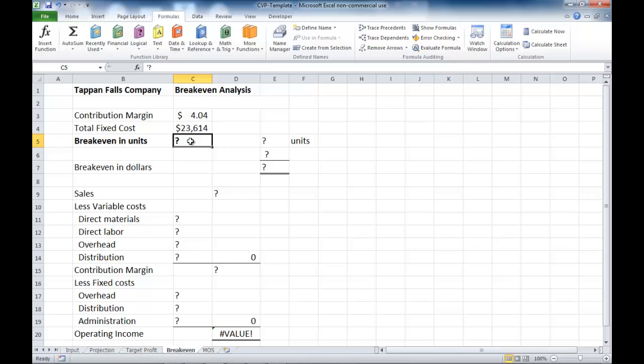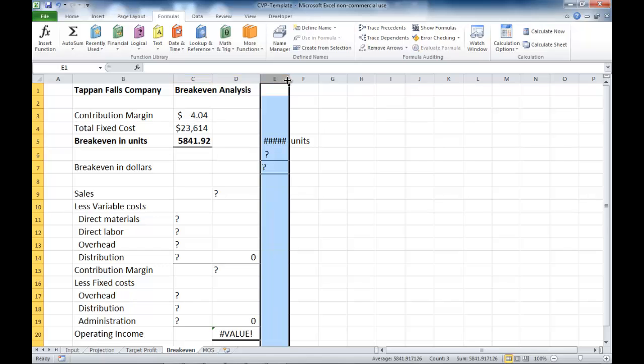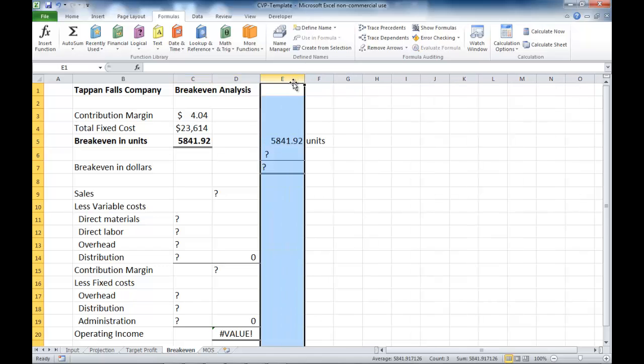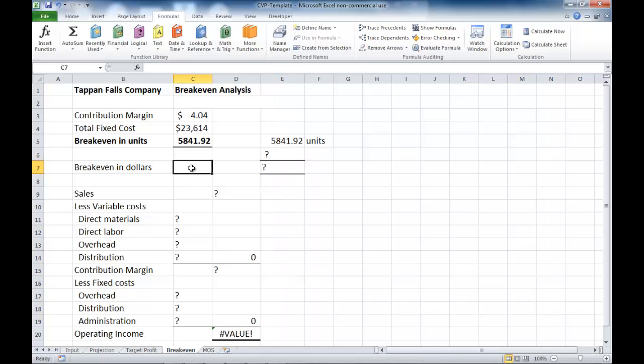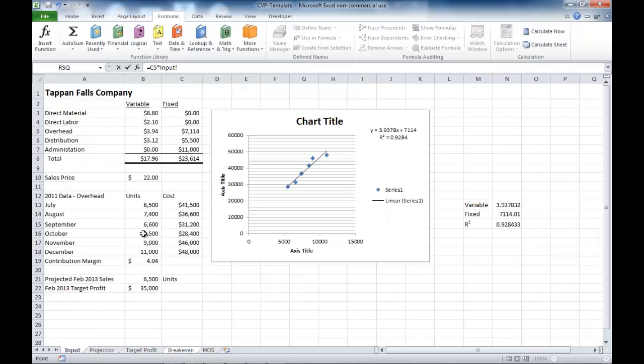And this calculation is a little simpler. All I have to do is divide total fixed cost by contribution margin per unit, and I get about 5,841.92 in units required to break even. So let's calculate that in dollars. So I'm going to take the 5,841.92 and multiply it by that $22 sales price that I have in my input sheet.